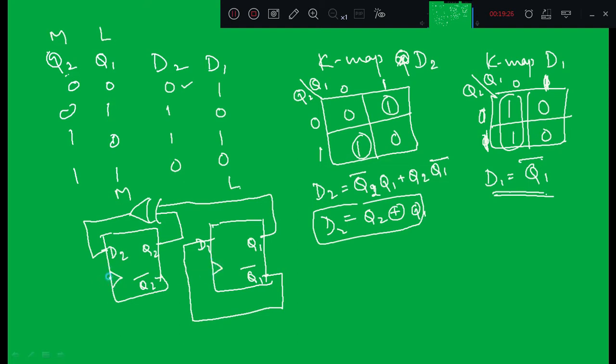Along with this, I need to make it a synchronous mod 4 counter. Synchronous means the clock inputs of all the flip-flops are shorted and connected to a common signal called the clock, right? So this is your final circuit of the mod 4 counter using D flip-flops. Let me analyze this in the next slide.